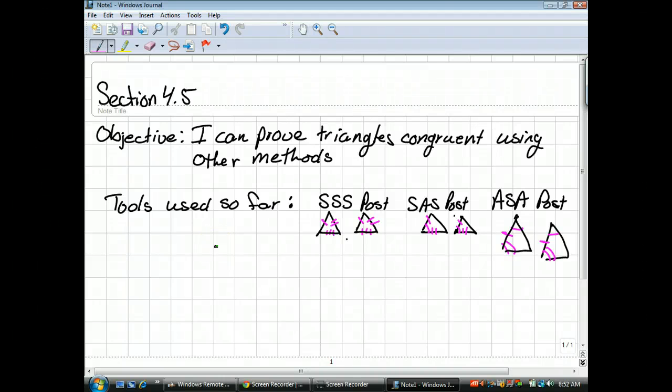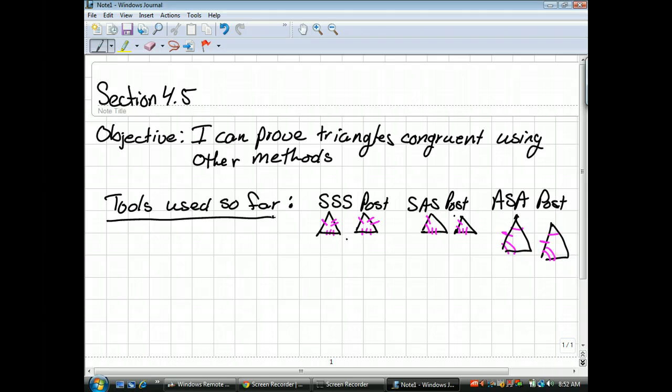Section 4.5, our objective today is I can prove triangles congruent using other methods. Our tools so far that we have used for proving triangles congruent are three postulates. The side-side-side postulate. So if corresponding sides of congruent triangles are congruent, then we can say the two triangles are congruent. And we've also done the side angle side.